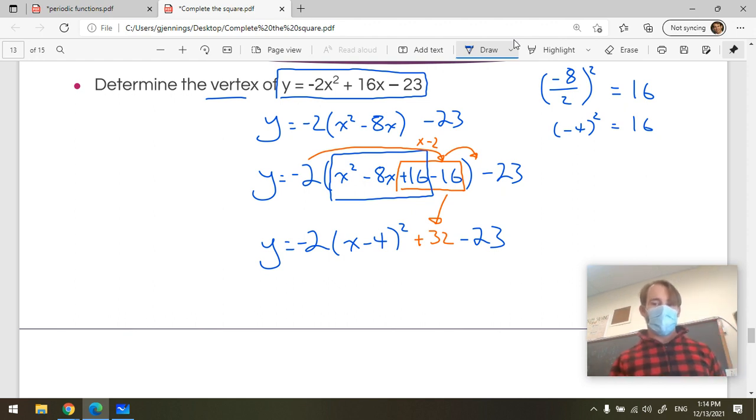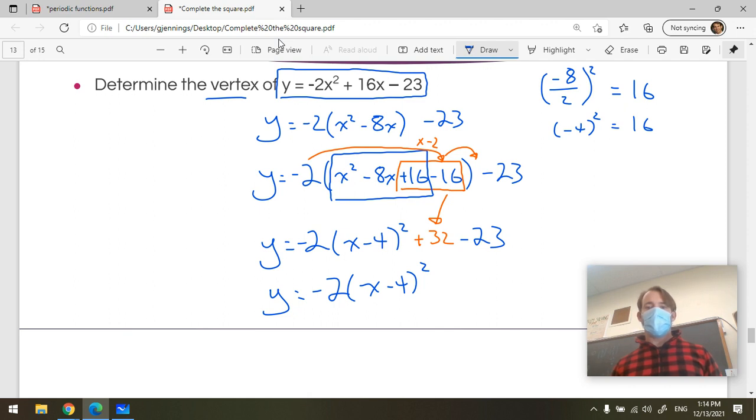And that would give me, y is equal to negative 2 multiplied by x minus 4 squared plus 32 minus 23. Well, that's plus 9. And then I should be able to show that this is the same as that. And I can check that. And do I expect you to check your answers in Desmos all the time? Yes. Maybe not all the time, but maybe sometimes, just to make sure that you're on the right track.